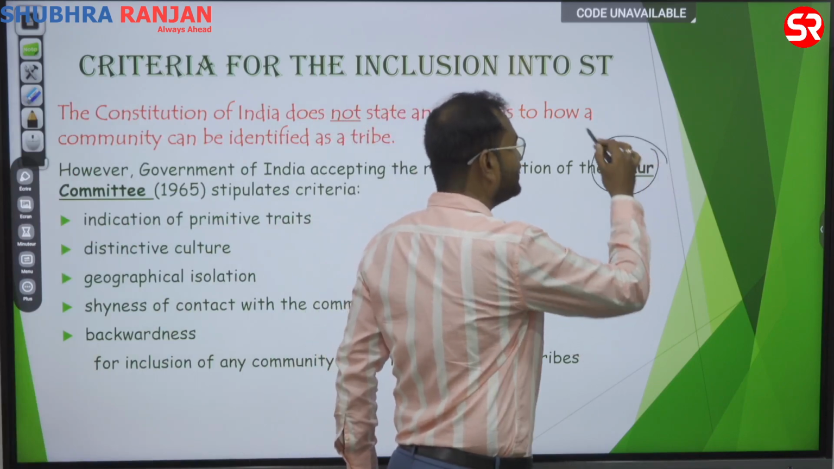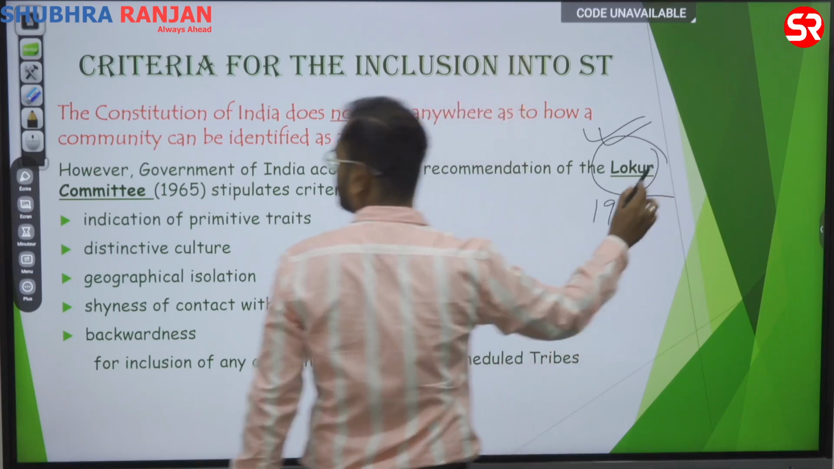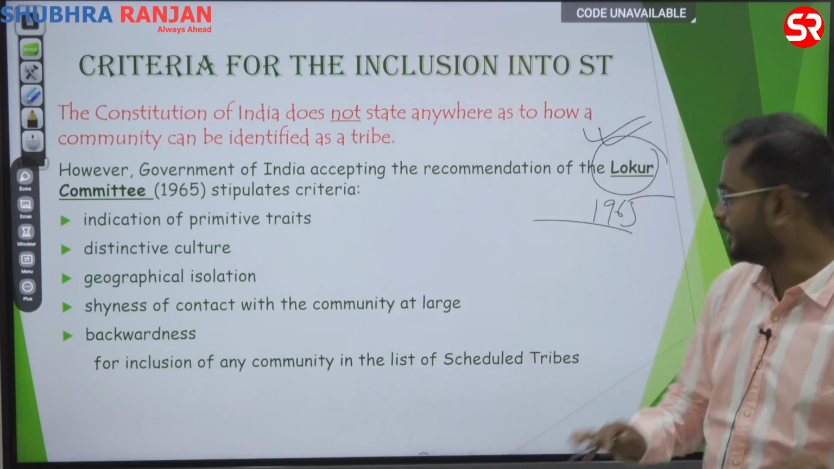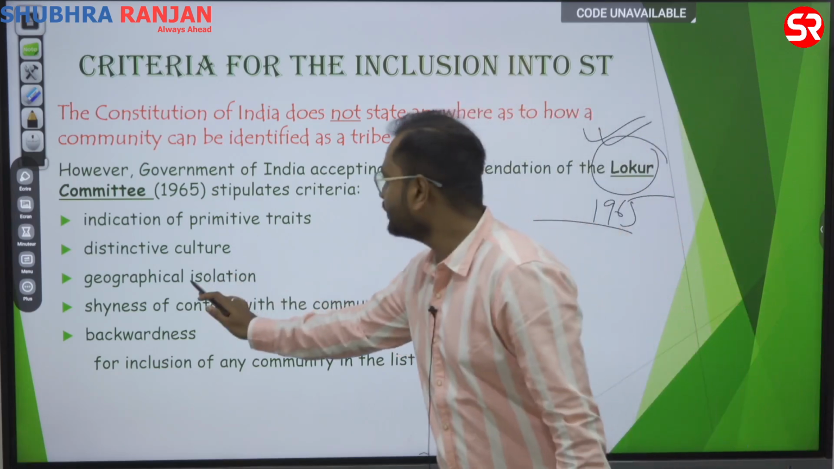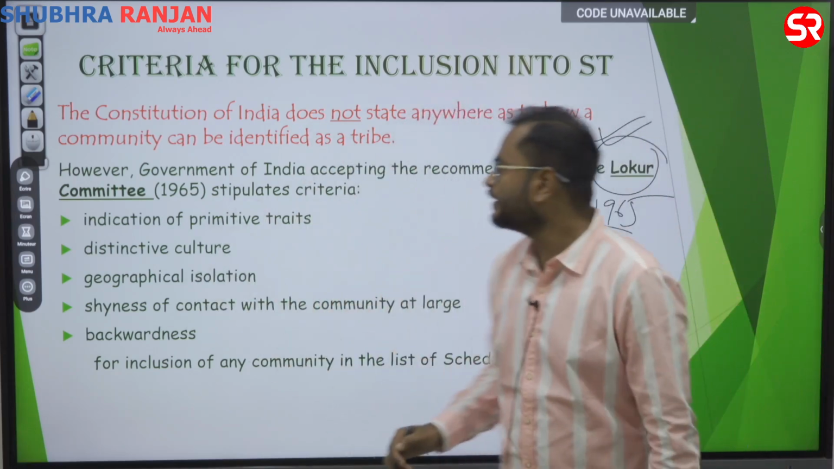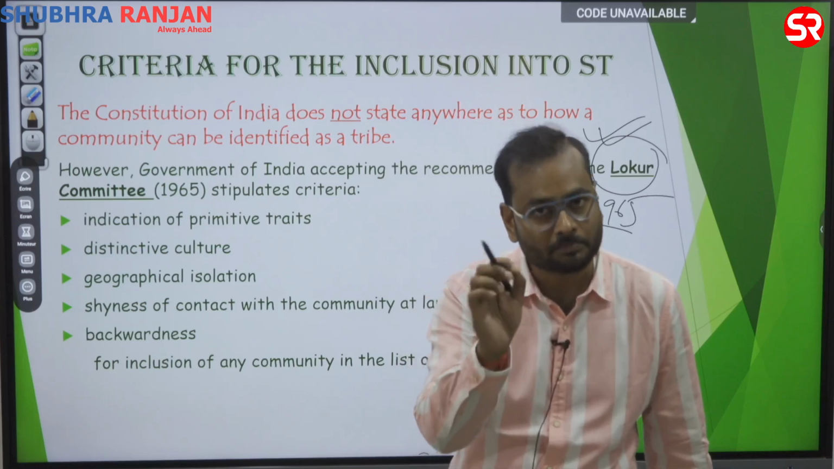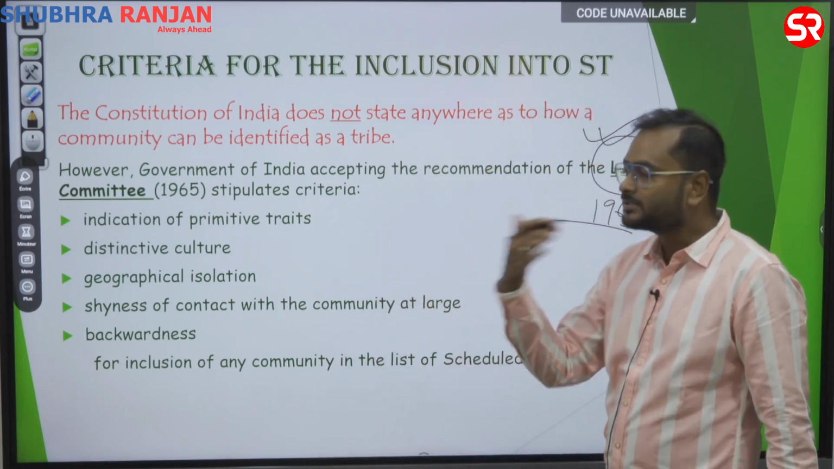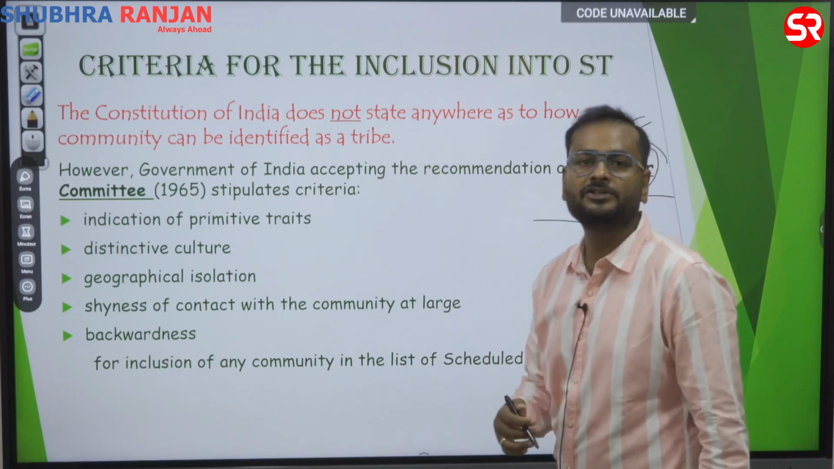Please remember the term Lokur Committee in 1965. So the recommendations of Lokur Committee in 1965 provide for certain criteria which should be taken care of, which should, not must, which should be taken care of when a certain tribe is due for being scheduled as a scheduled tribe.